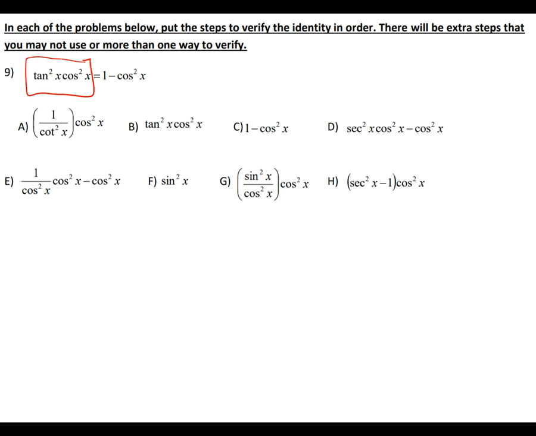Okay, so the first thing I'm going to do, my first thing that I would start with is the original, right? That's step B. So tangent squared x, cosine squared x. That's step one, is whatever you're starting with. Okay? Alright. One method I could choose is, couldn't I turn things into sines and cosines? Okay, so how would I turn tangent into sine and cosine?